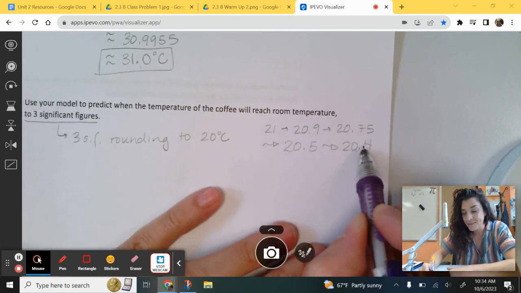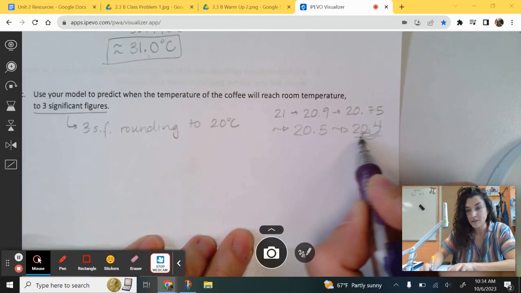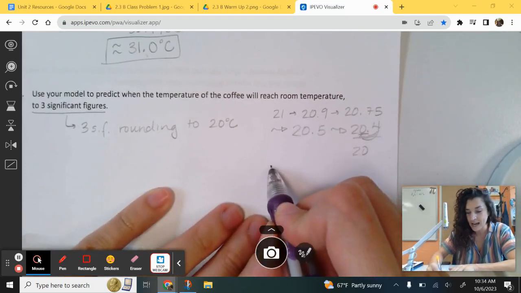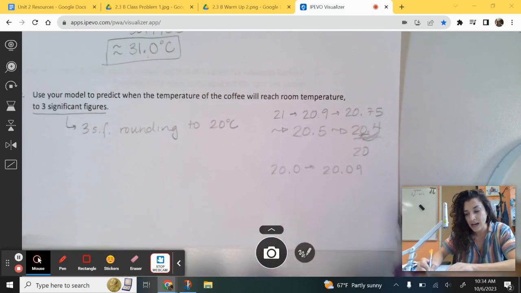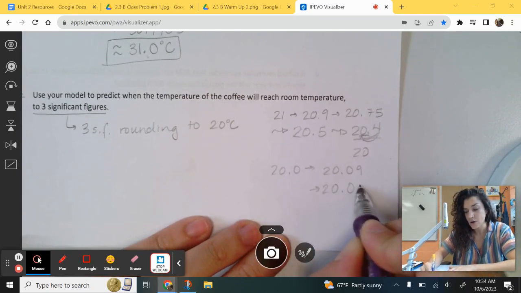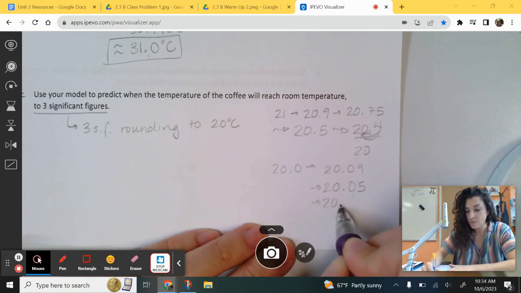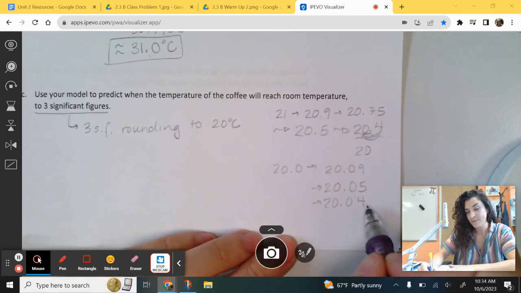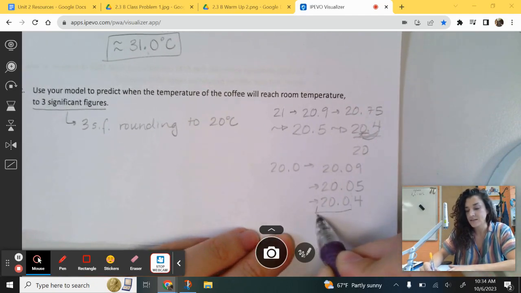I lied, because this would be 2 sig figs, right? At this point, it would round to 20 if I was doing 2 sig figs. But 3 sig figs means that I actually want 20.0. So, okay, 20.09 would round to 20.1. So, no. 20.05, right, would still round to 20.1. So then 20.04 would be the moment in which it would round, to 3 sig figs, to 20.